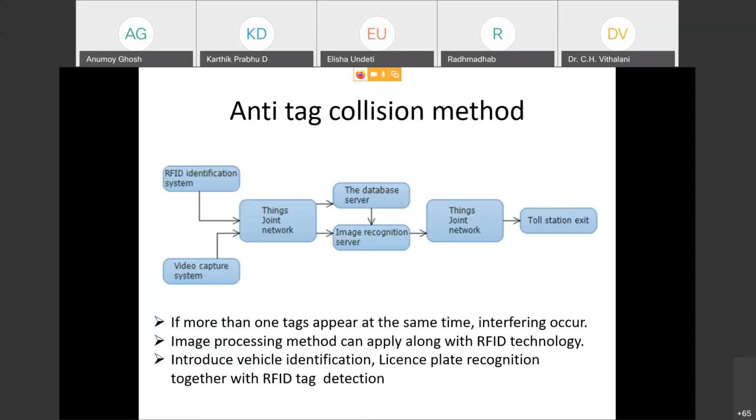The anti-tag collision method. This is one thing: if more than one tag appears at the same time to the reader, then what will happen? The reader must not confuse two tags. The reader should be able to sense the two tags separately, because if the reader gets confused with the two tags, then it will be difficult. Even if two cards come at a time, the reader should be able to read the two cards at a time.